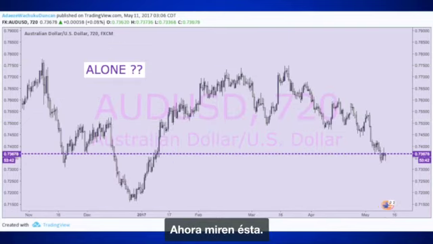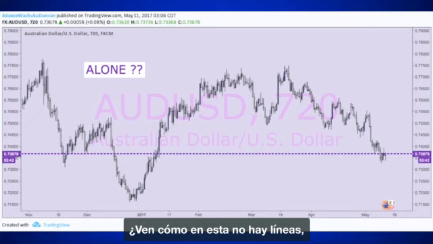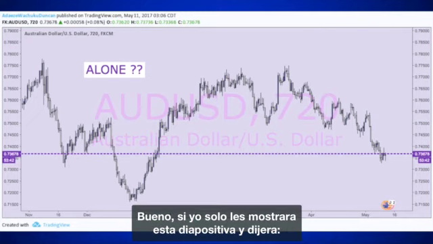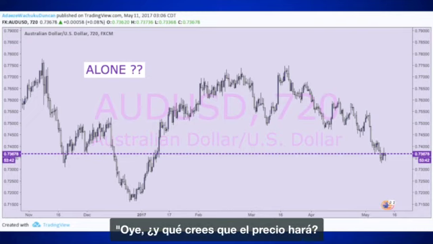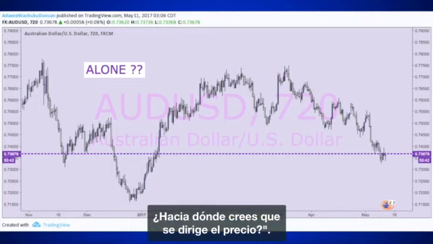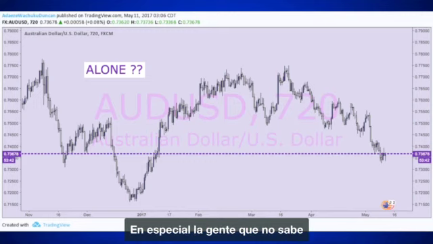Now look at this one. Do you see how in this one there are no lines? There's nothing going on in this slide. If I just showed you the slide and I said, hey, what do you think price is going to be doing? Where do you think price is heading? Especially people who don't know anything about marking up their charts.